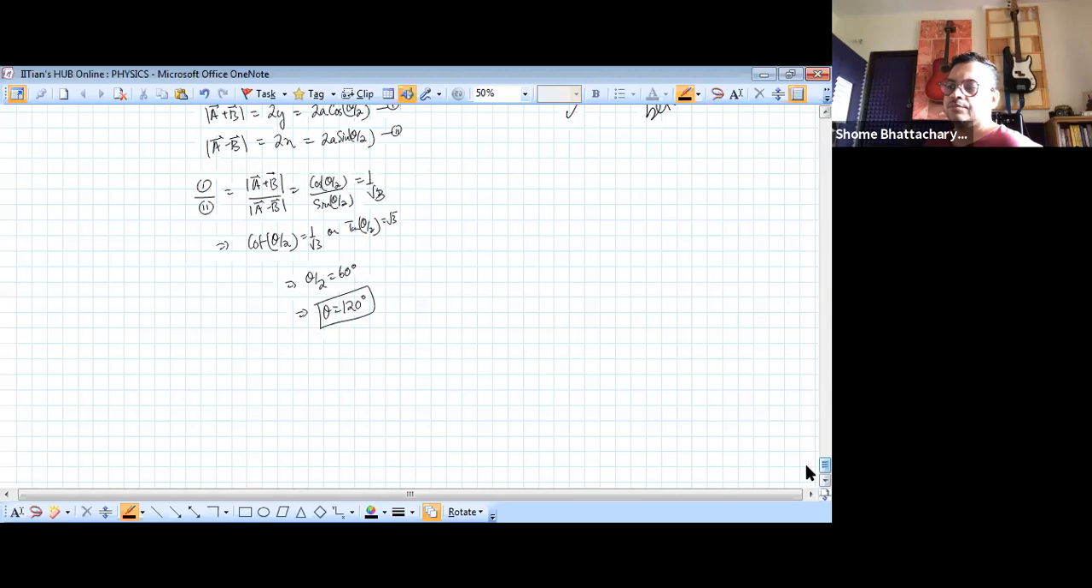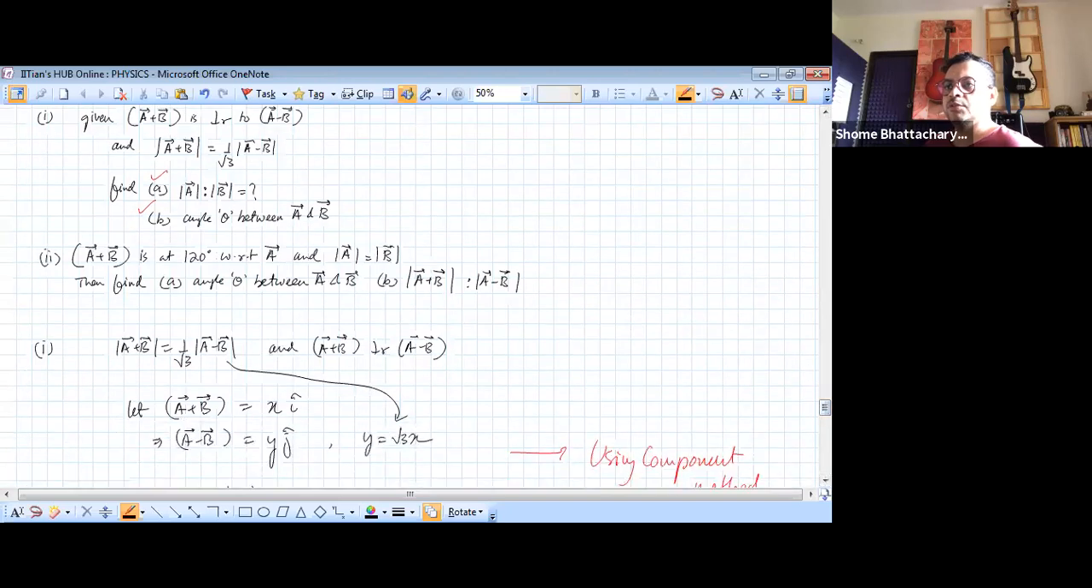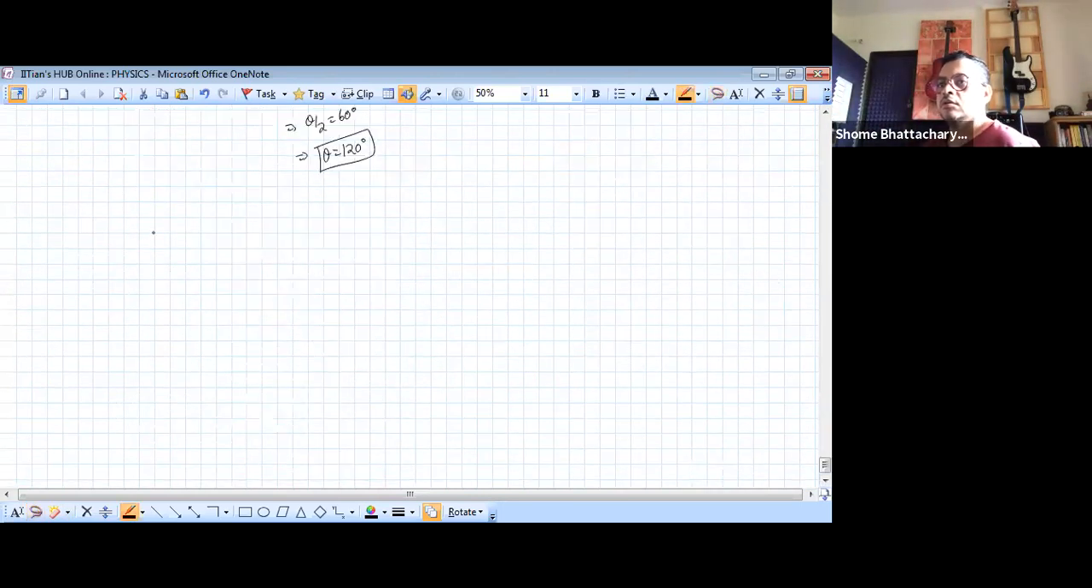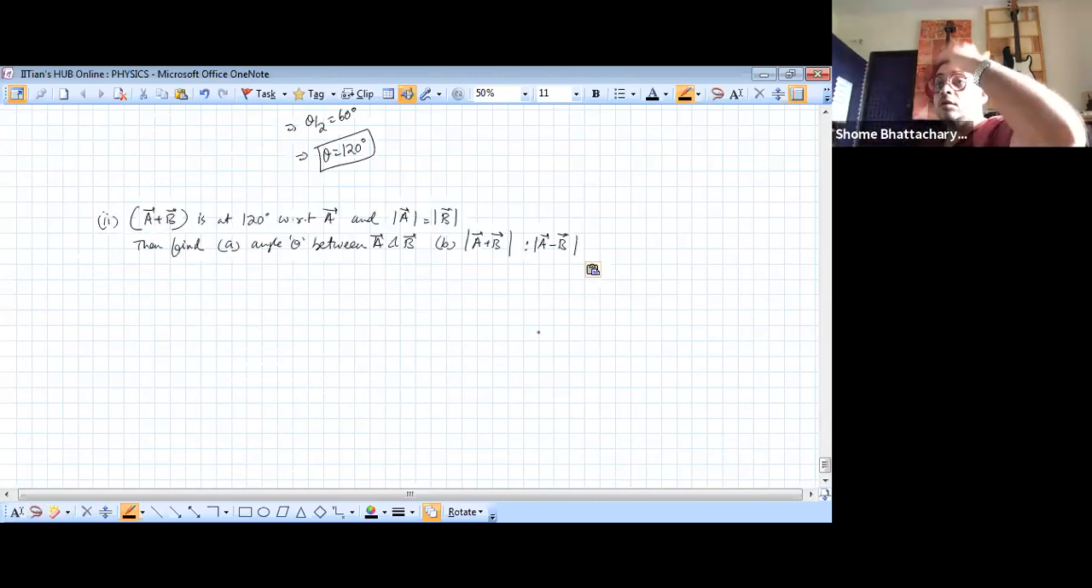Okay, now let's come to the second question. This was the information given to us in the second question. Pick up the question. So A plus B is at an angle of 120 degrees with respect to A, and mod A is equal to mod B. Now the moment you see this, and this angle is given, you should understand that first of all the geometry method will be easy.